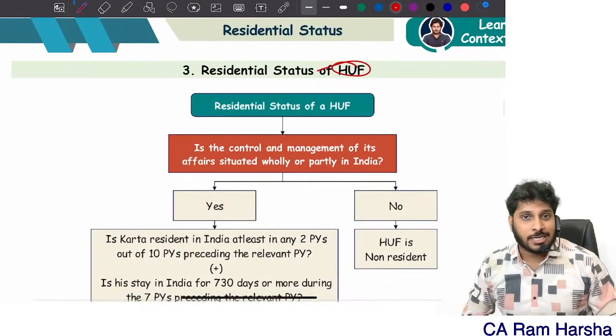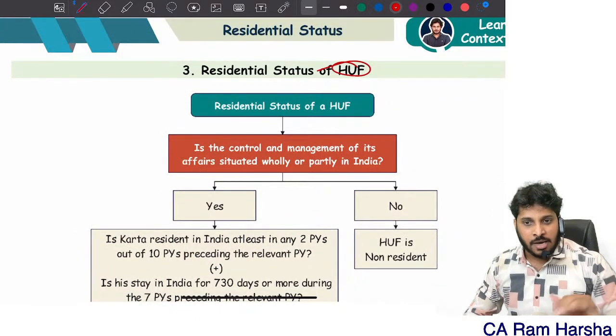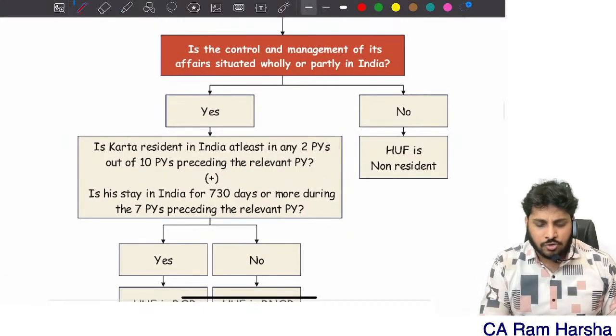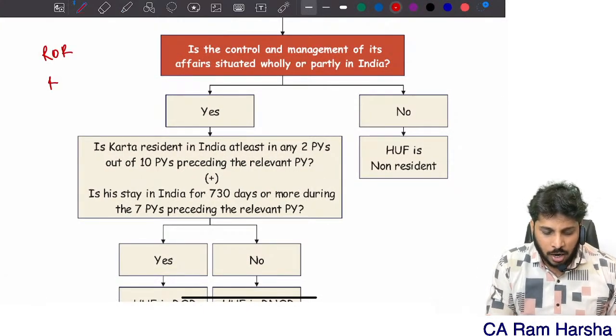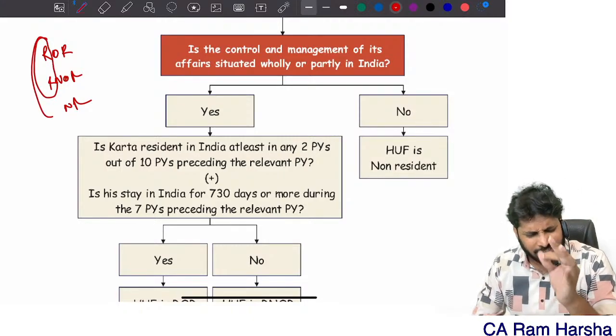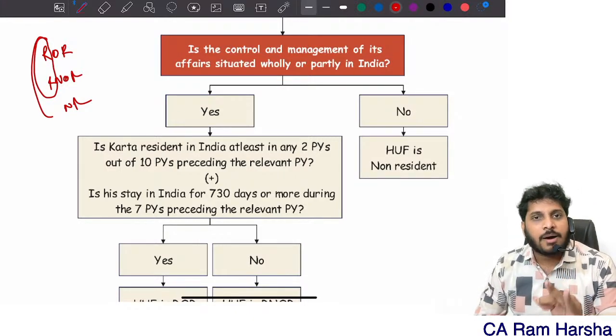Then coming to HUF residential status. I hope individual you are freezed, you are done. What is HUF residential status? For HUF also we have 3 categories: ROR, RNOR, NR. First let us decide, is he a resident or not? Is HUF resident or not? First let us decide. It is depending upon control and management.